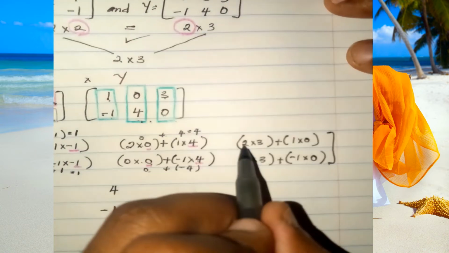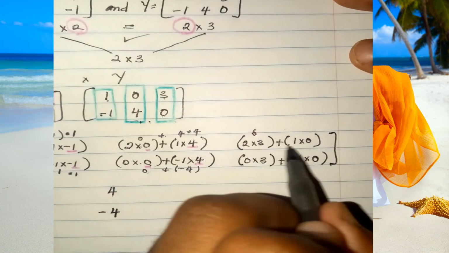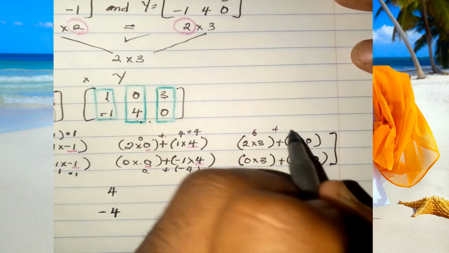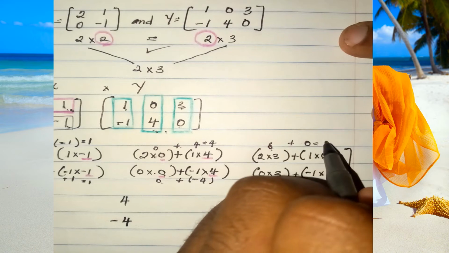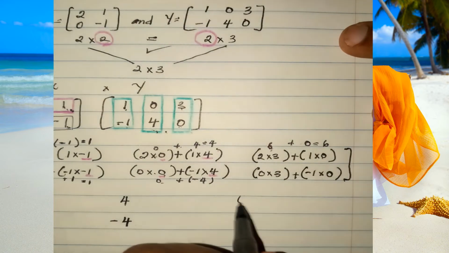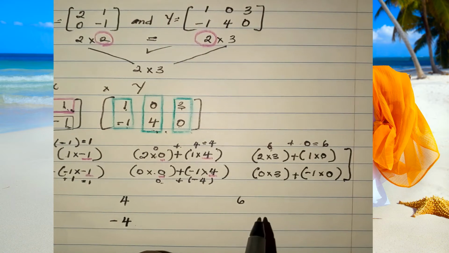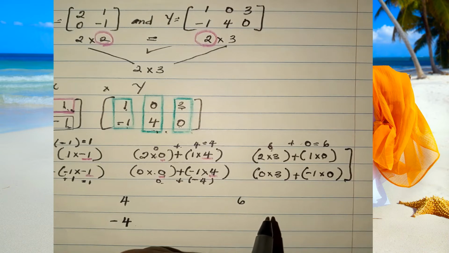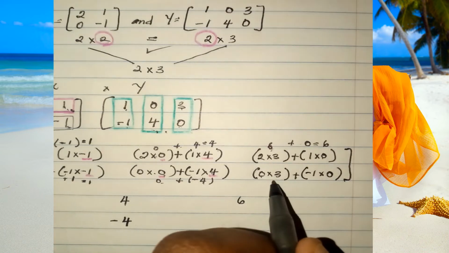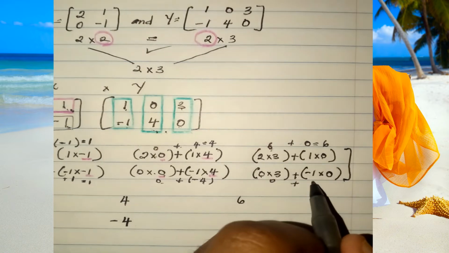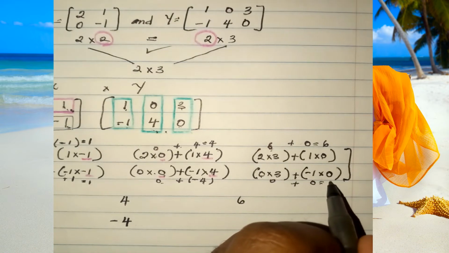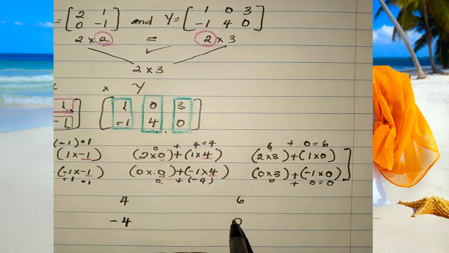So now 2 times 3 is 6. Plus 1 times 0 is not 1 but 0. 6 plus 0 is 6. So I'll go and put 6 here. Alright, 0 times 3, 0. Plus -1 times 0, 0. So this becomes 0.